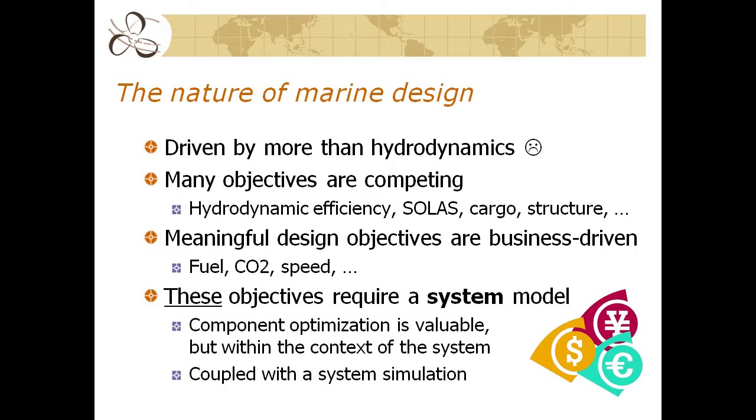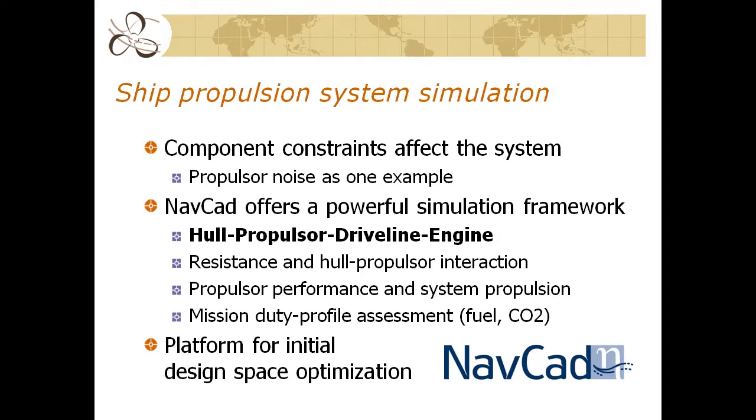Now, component optimization within that system, after we have the system, is valuable, of course. You know, we know that a reduction in resistance is going to lead to lower power, lower fuel consumption, better CO2 production. But we want to couple everything we do either directly or indirectly with a system simulation. Now, ship propulsion simulation, we're using our NavCad software as an example for this. The component constraints, this is kind of an extension of what I just said, that can also affect the system. I use the example of a propulsor noise. A lot of the work that we're doing this year has to do with underwater radiated noise and hydroacoustics. So we're making system decisions for the propulsor that have nothing to do with optimum efficiency or minimum fuel consumption. They're about signatures in underwater radiated noise for marine mammals.